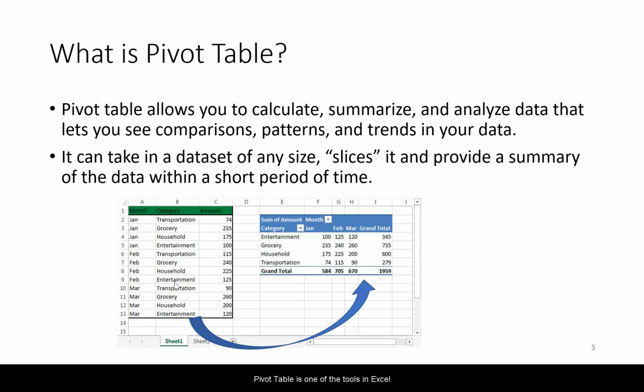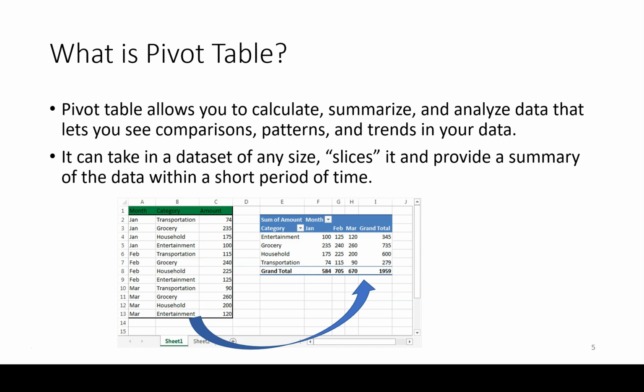Pivot Table is one of the tools in Excel that does magic. It is a powerful tool to calculate, summarize, and analyze data that lets you see comparisons, patterns, and trends in your data. What this means is that it can take in a data set of any sizes, manipulate it using various sophisticated techniques, and then provide a summary of the data. This process can be completed within a short period of time.